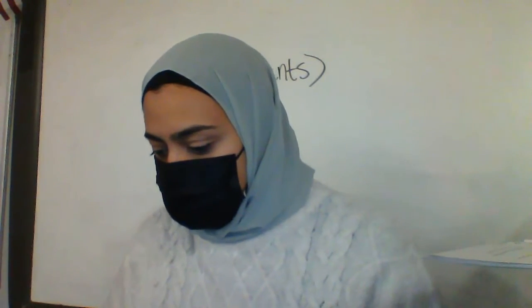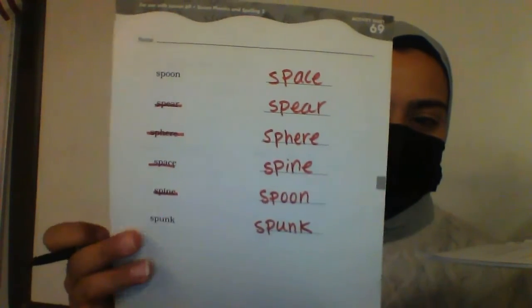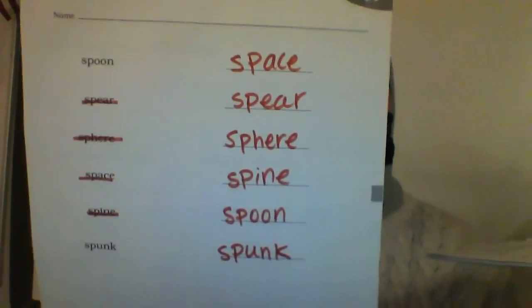The reason, Rena, is because H comes before I. A, B, C, D, E, F, G, H, I. So sphere and then spine. So far, space, spear, sphere, spine. And what's the next one, Destin? What comes after spine? Spoon, very good. S-P-O-O-N. And the last word, Jacob C. Spunk, S-P-U-N-K. So your paper should look like this. If you need more time, pause the video now.